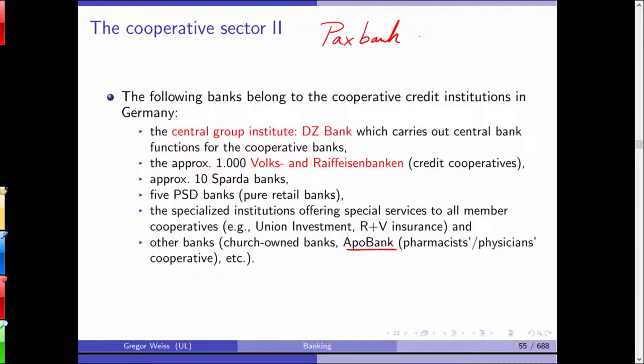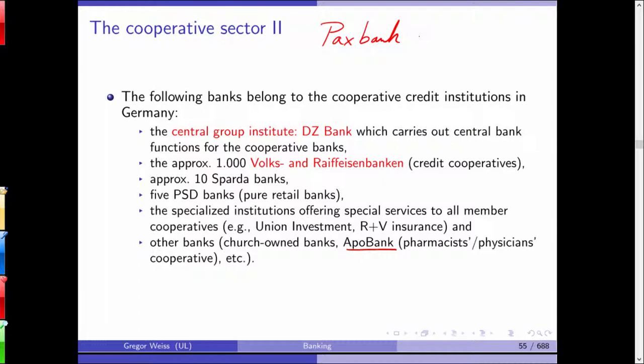The DZ Bank offers joint policies, methods, clearing for all those cooperative banks. We had approximately 1,000 Volks- und Raiffeisenbanken, approximately 10 Sparda-Banken, those are for Spar- und Darlehen, so savings and loan banks, 5 PSD banks, those are purely retail banks, and they also have federal or huge banks at the federal level that offer investment bank services, asset management, and insurance products to all those cooperatives. And those are R+V Versicherung and Union Investment.